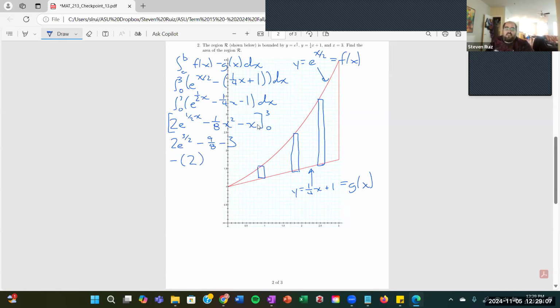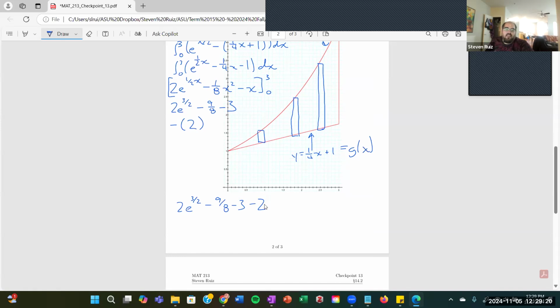So what do I have left here? I have 2e to the 3/2 minus 9/8 minus 3 minus 2. Can I put all the non-e terms together? 2e to the 3/2 minus 9/8, minus 24/8, minus 16/8. That's minus 49/8. So that's the exact answer I have.